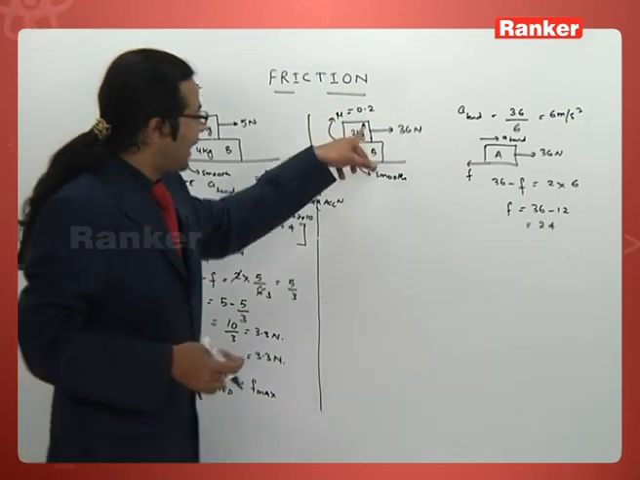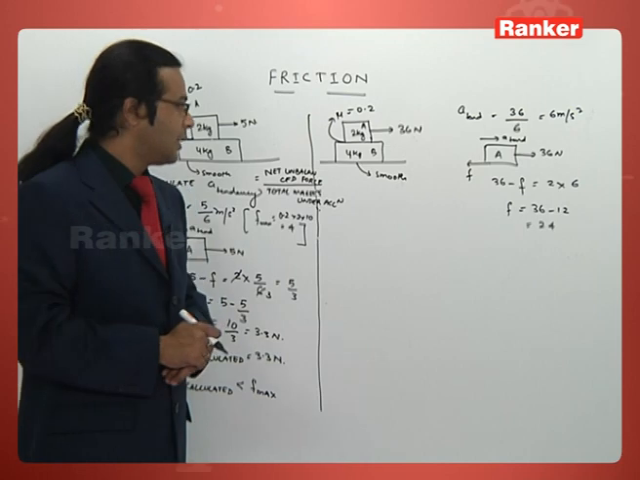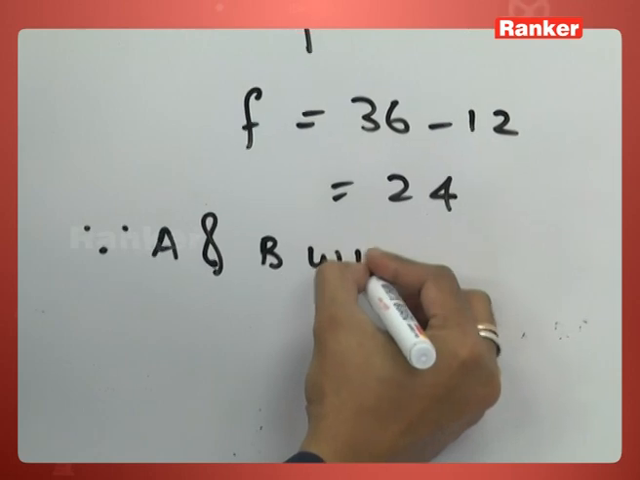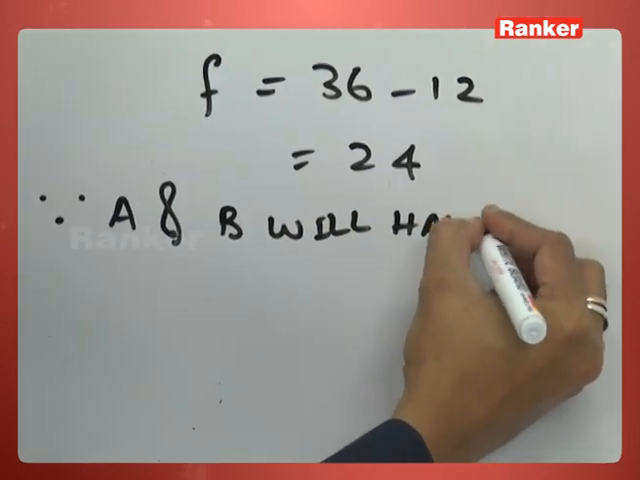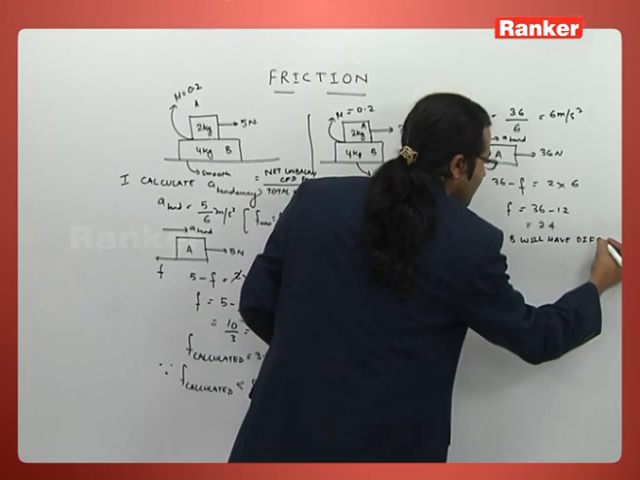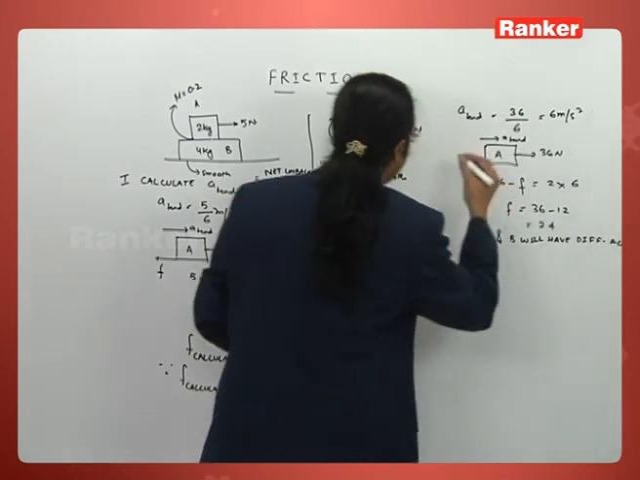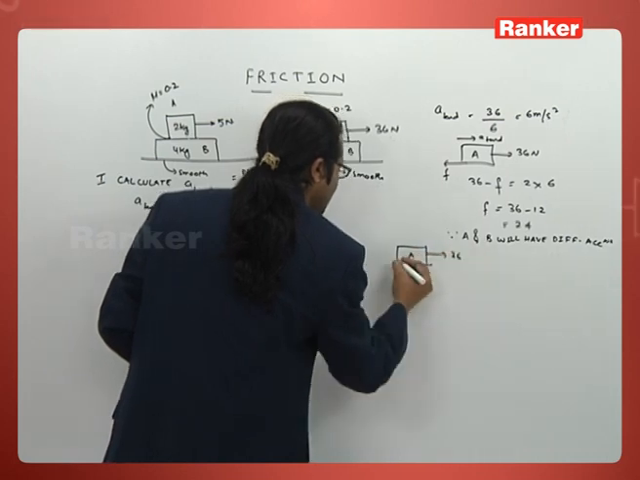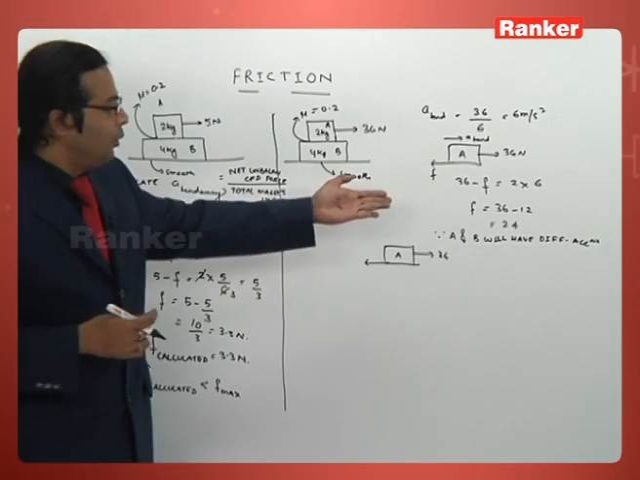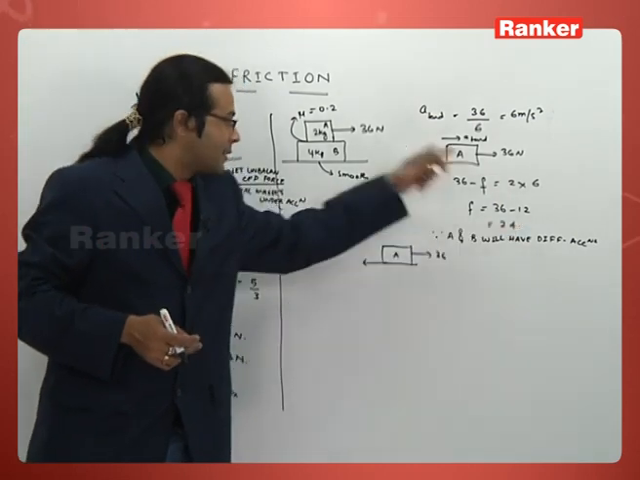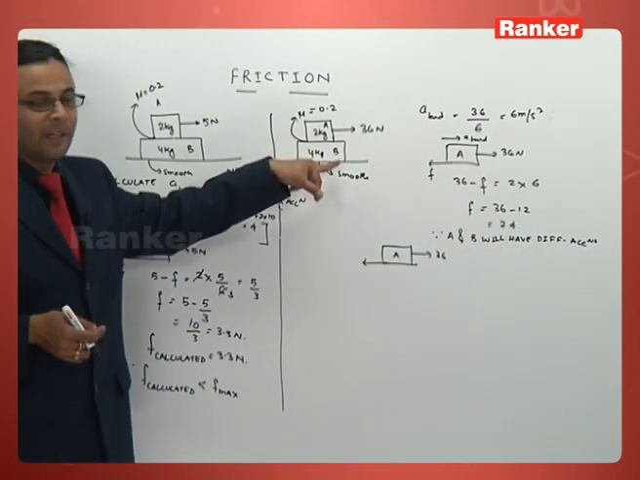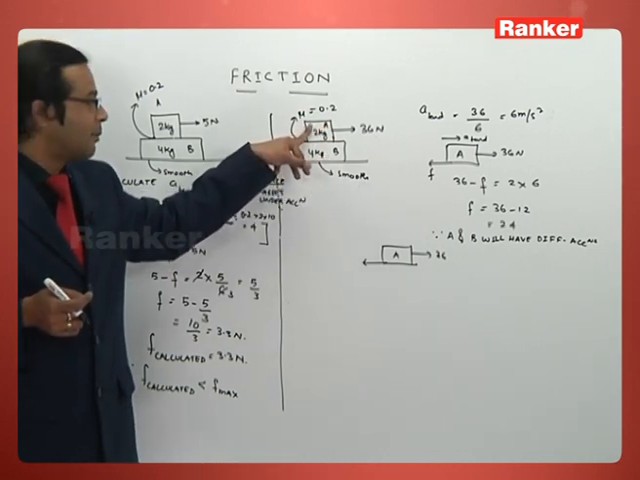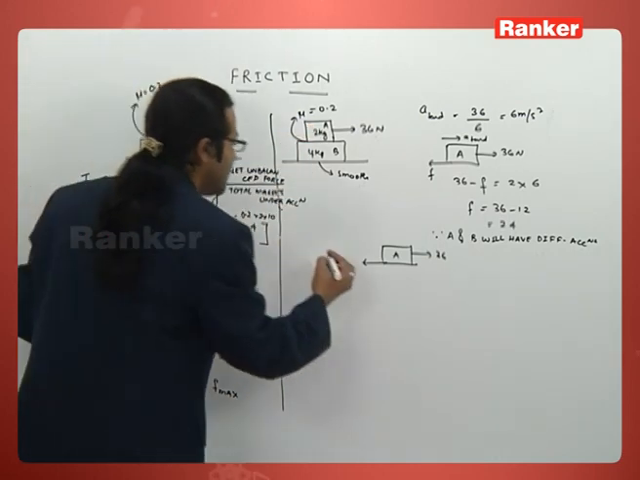So obviously A and B will not move together as one block. So here I write A and B will have different acceleration. So on A, I take this 36 like this. Because we got to know that A and B will have different accelerations, that means A is slipping over B. If A is slipping over B, then the frictional force acting on A will be maximum, as discussed earlier. So maximum means here it will be 4.